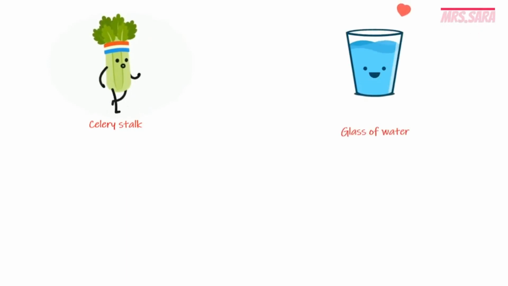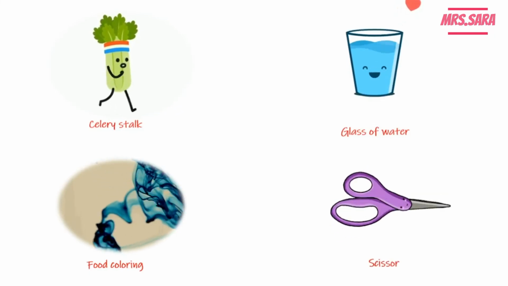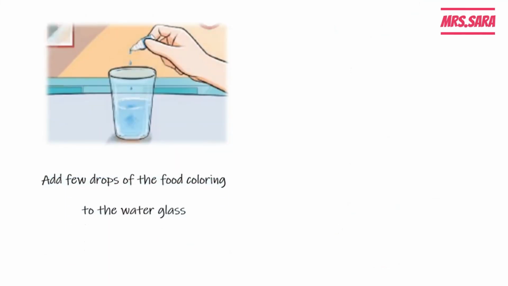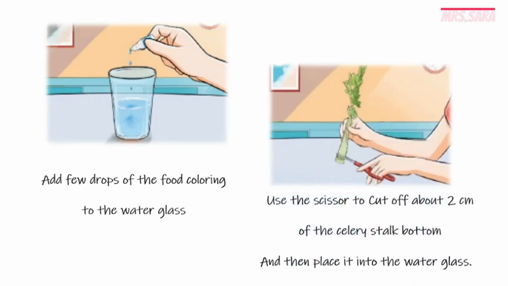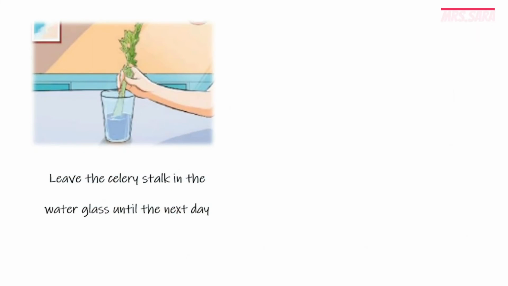To do this experiment, we need a celery stalk, a glass of water, blue food coloring, and scissors. First, put some water in the glass and then add a few drops of the food coloring to the water. Then use the scissors to cut off about 2 cm of the celery stalk bottom, and then place it into the water glass with the food coloring. Then leave the celery stalk in the water glass until the next day.